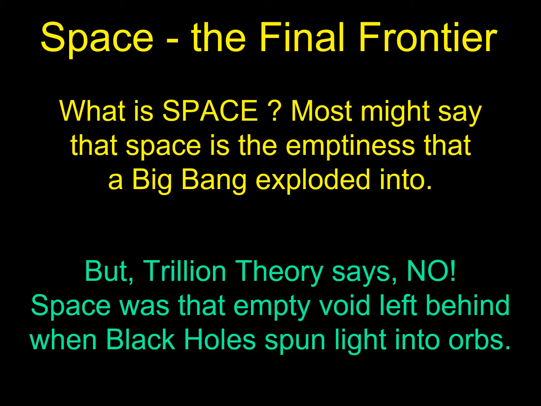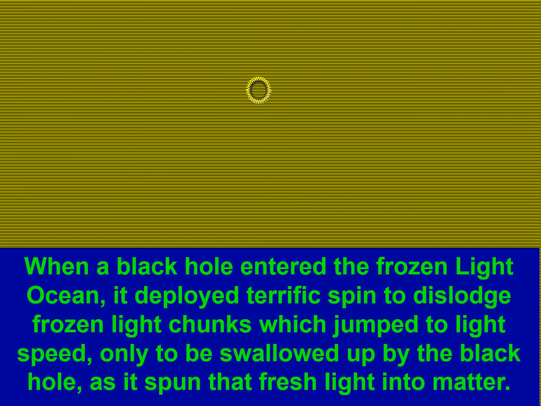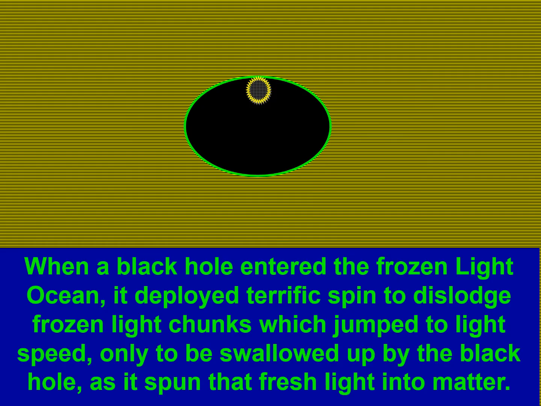When a black hole entered the frozen light ocean, it deployed terrific spin to dislodge frozen light chunks which jumped to light speed, only to be swallowed up by the black hole as it spun that fresh light into matter.